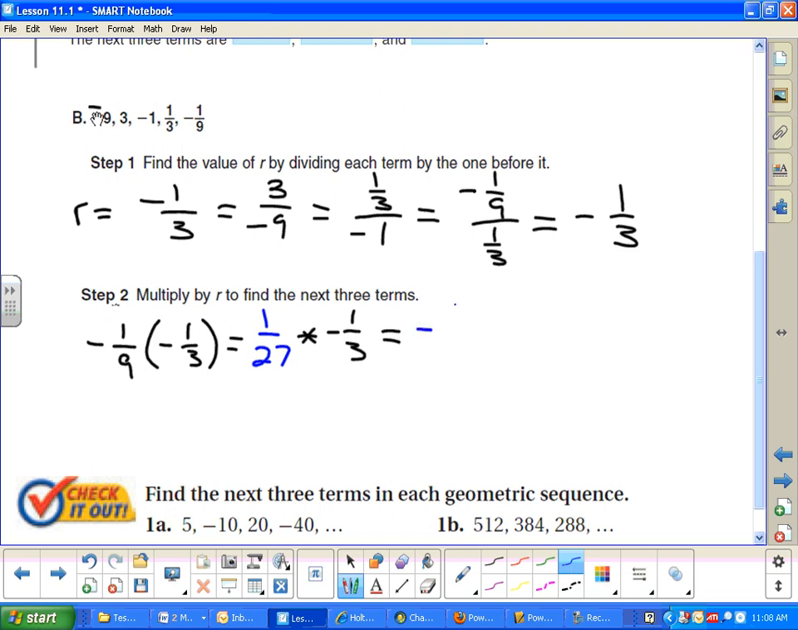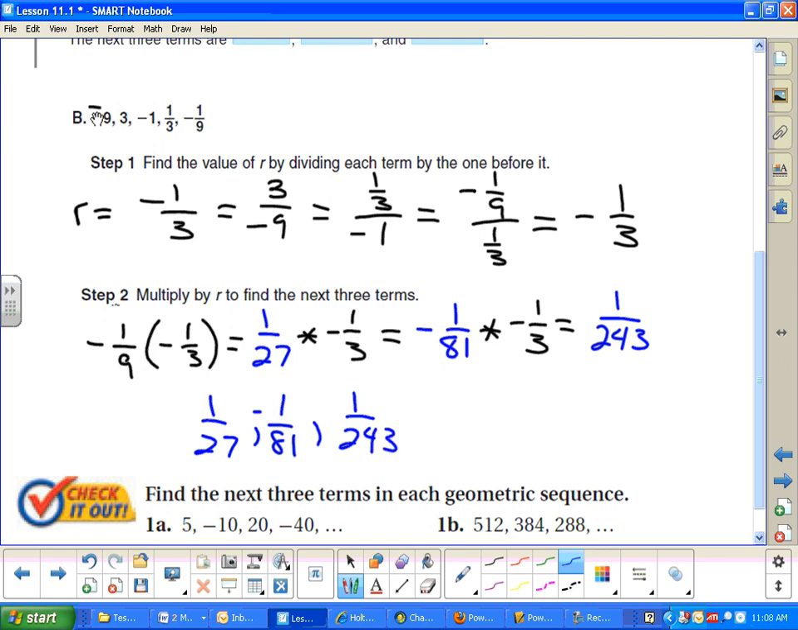Yep, negative 1/81. And then I'll take that number and multiply it by negative 1/3. And so that one is going to be positive 1/243. Okay. So my next three terms are 1/27, negative 1/81, and 1/243. Now, notice that I used horizontal fraction bars, not ones and angles. So make sure you're doing that, okay? Use the horizontal fraction bars.